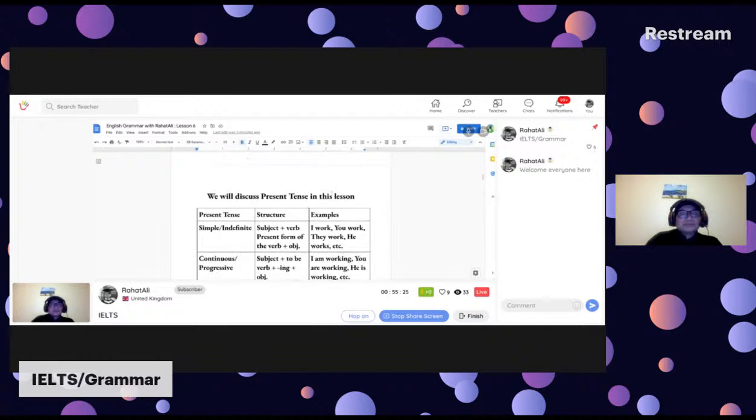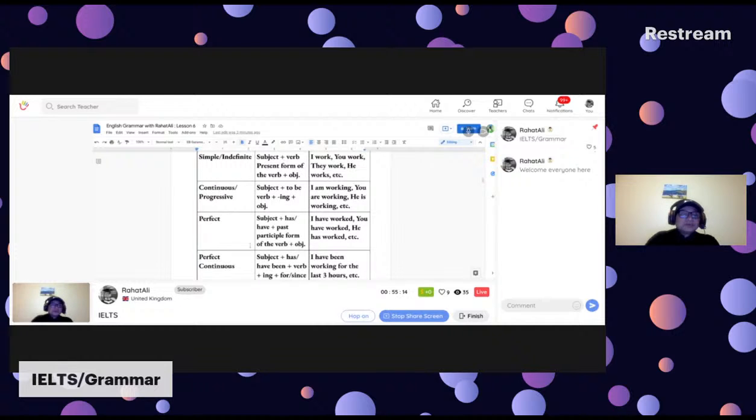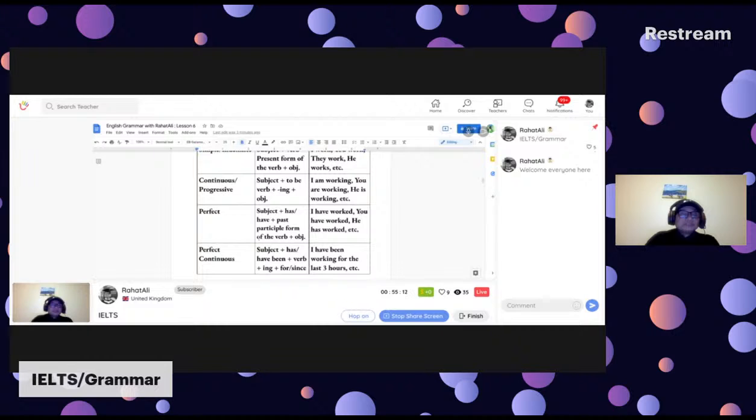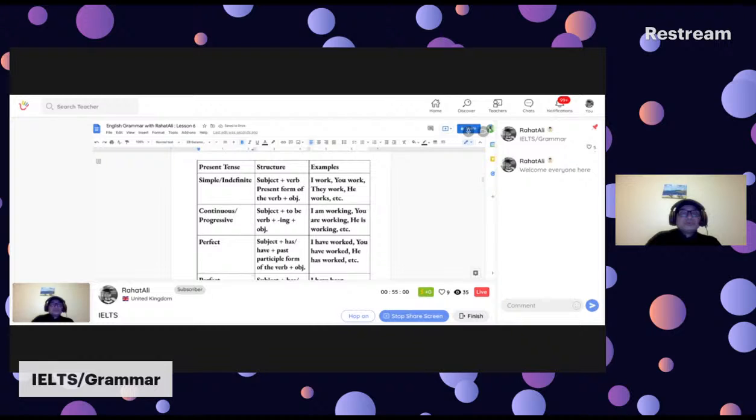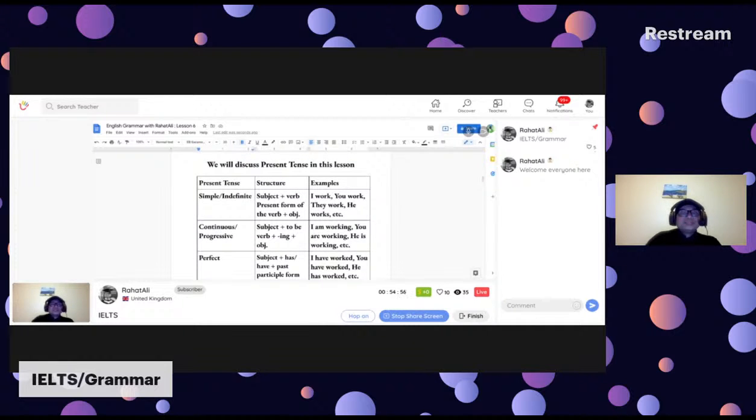Okay, so as you see, present simple or indefinite, then present continuous or progressive, present perfect, then present perfect continuous or progressive, you can say. So how do you form this present simple, and when should we know it's a present tense?